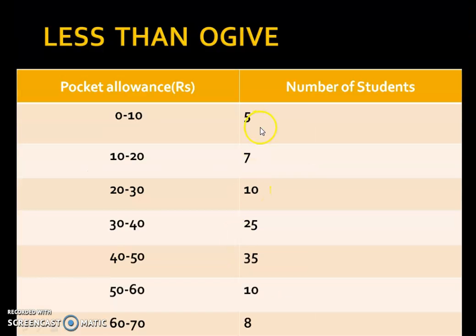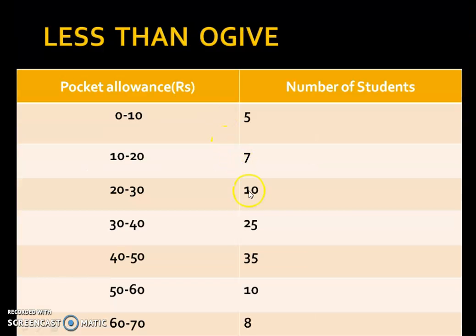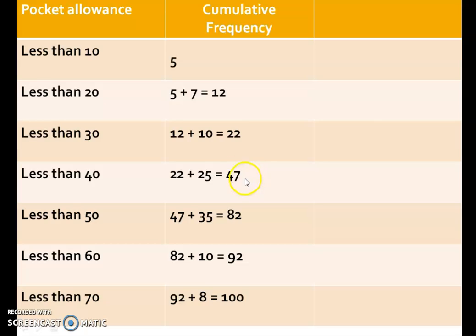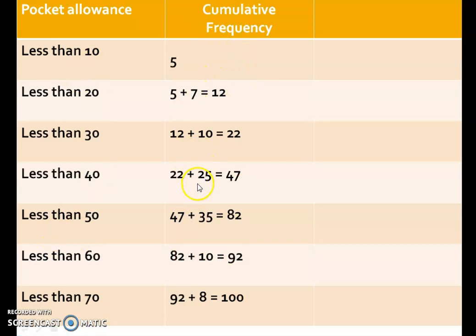First one will remain the same. The second one would be 5 plus 7. 5 plus 7 here is 12. The next is 12 plus 10, which is 22. And it goes on: 22 plus 25 is 47, 47 plus 35 is 82, and it goes on, 92 plus 8, we get here 100. So we will represent the pocket allowance on the x-axis and the cumulative frequency on the y-axis.